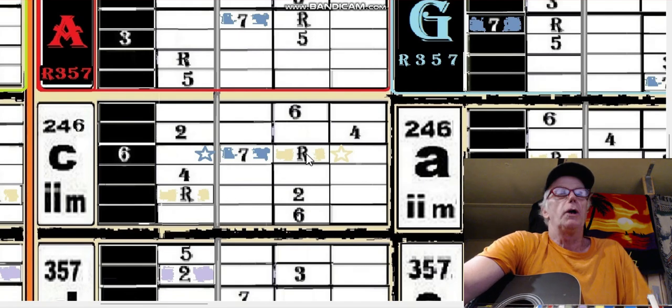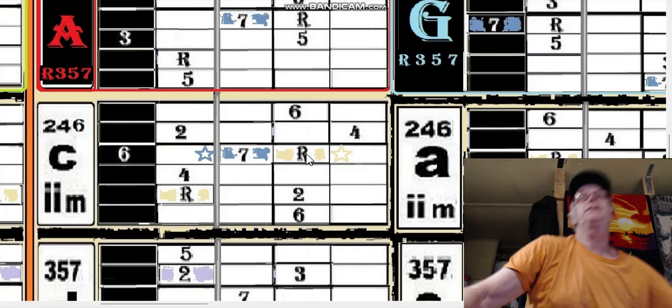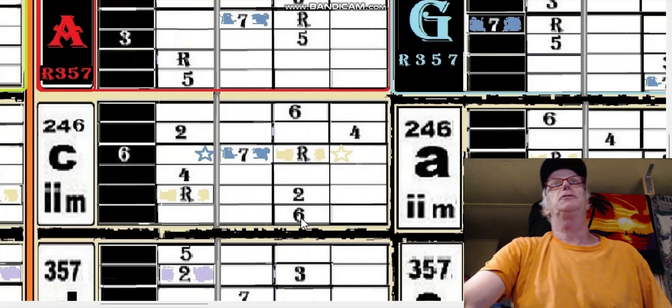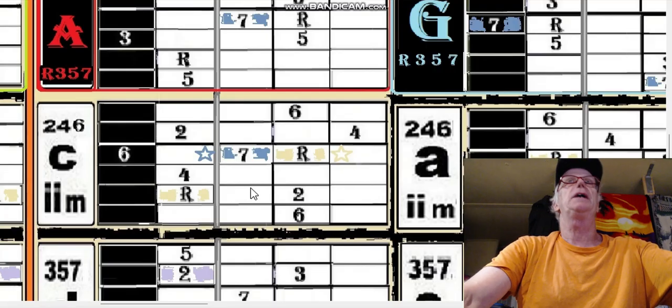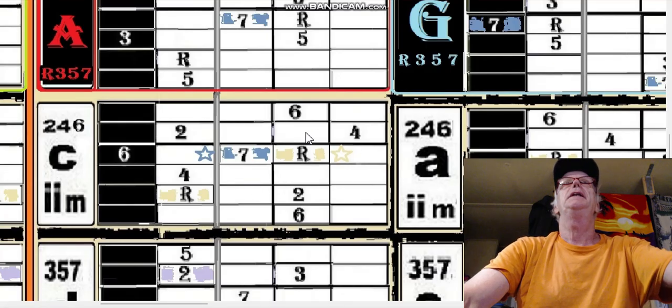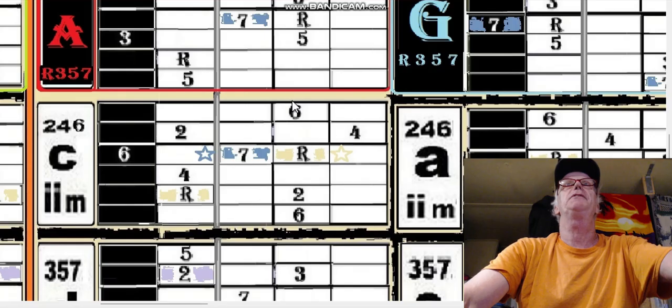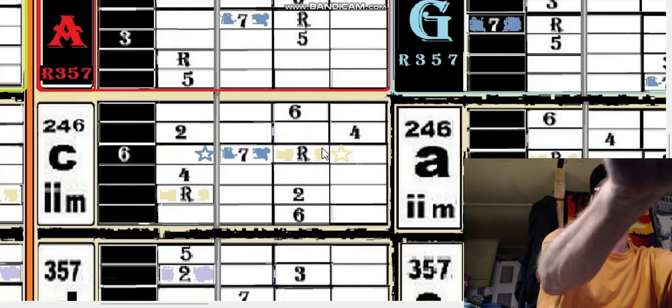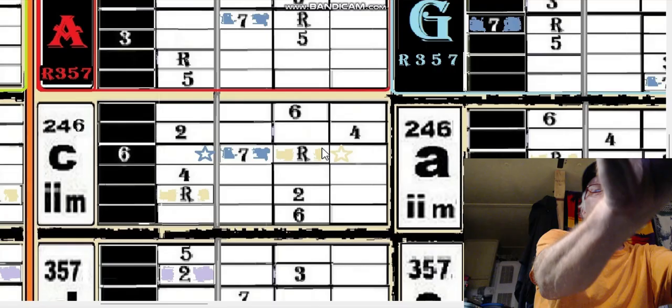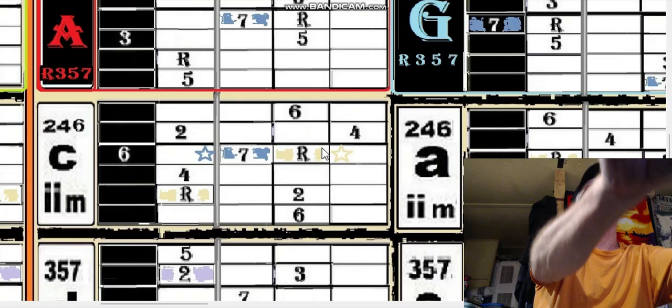We have the 4, the root, the 4, and the 6th. Okay, what do we got there? Hey, look at this. We have a second inversion D minor down here. And then up here, that's the bottom 3 strings. The top 3 strings we have its parent second inversion. Root 4, 6. So this is what we got.